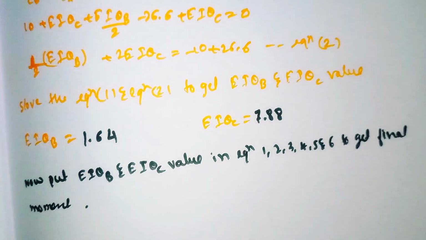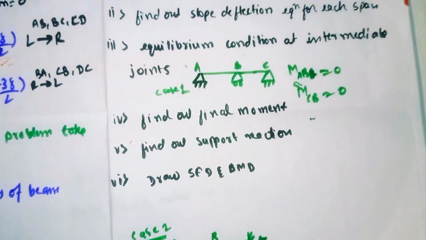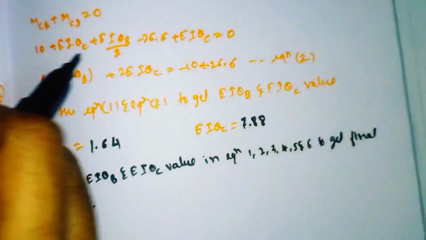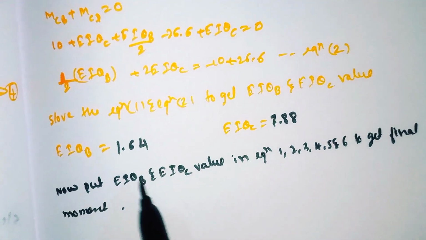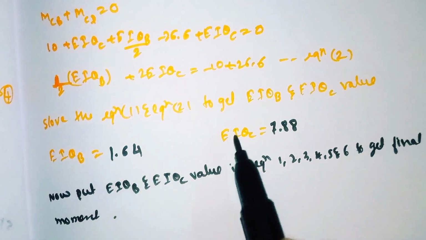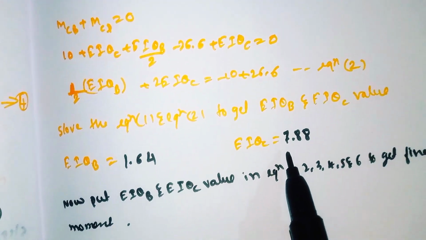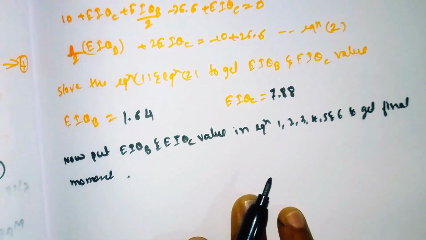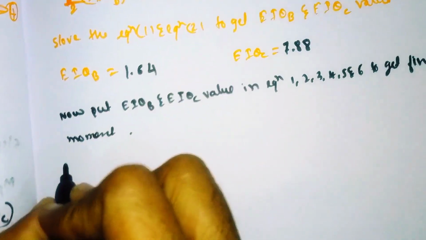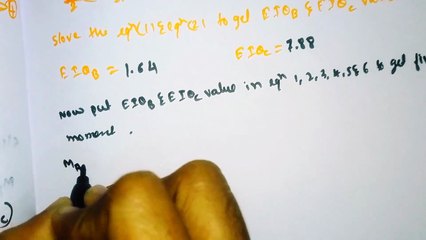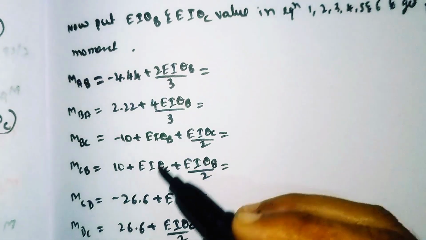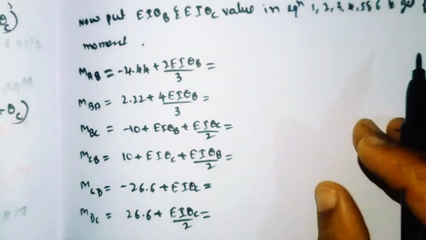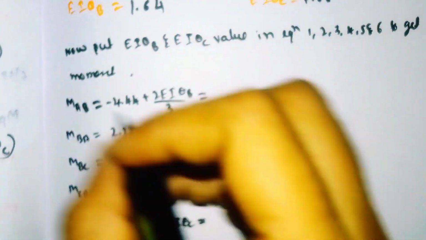So now our first step is to find out the final moment. To find out the final moment, we have to put our EI theta B and EI theta C value in our equations 1, 2, 3, 4, 5, 6 to get the final moment. So our equation MAB, now substitute our EI theta B and EI theta C value to get the final moment.